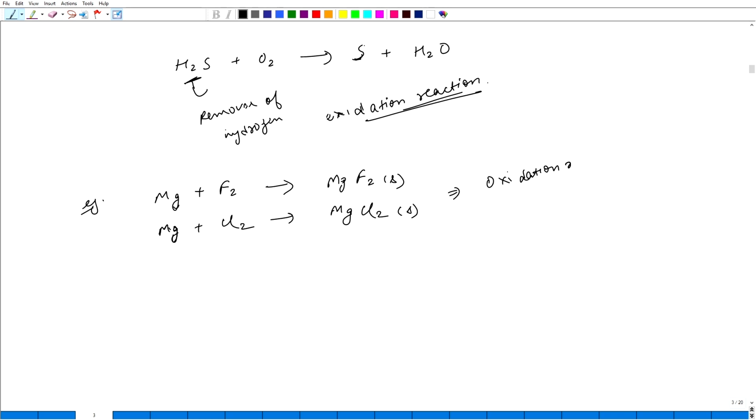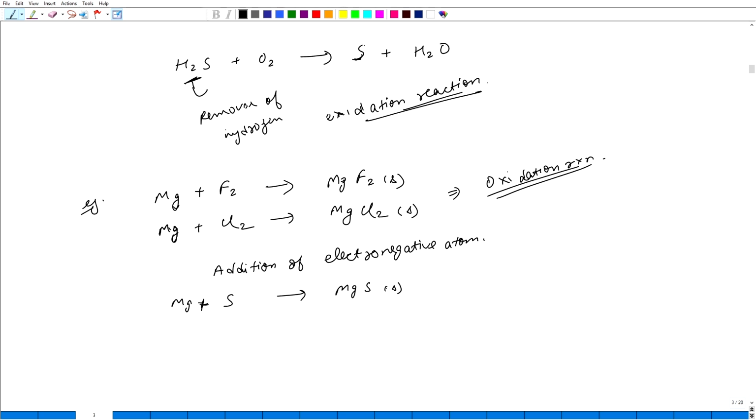Now, you must be wondering that there is no addition of oxygen here, there is no removal of hydrogen here. So, why is this an oxidation reaction? This is because there has been an addition of electronegative atom. Similarly, I say magnesium plus sulfur, which can also be an electronegative atom, gives MgS. So, this addition of electronegative atom has also been considered as an oxidation reaction.